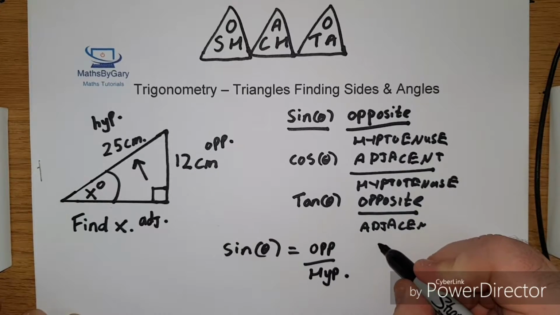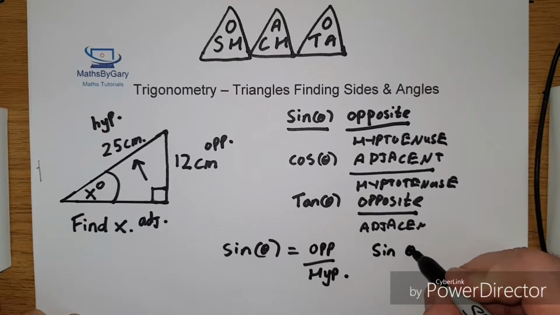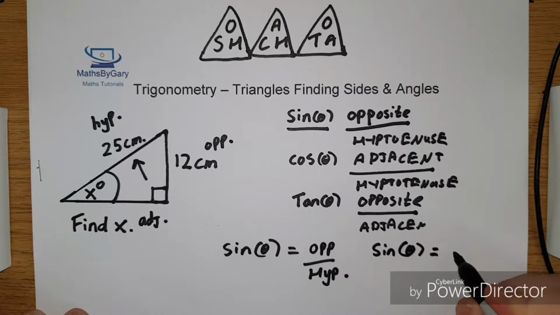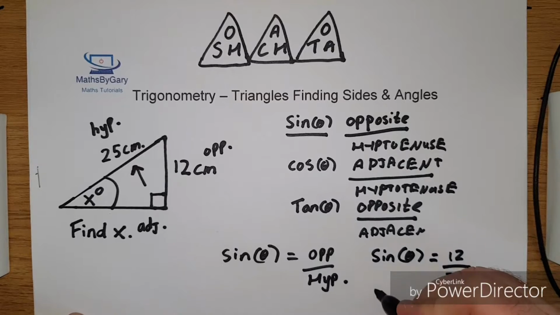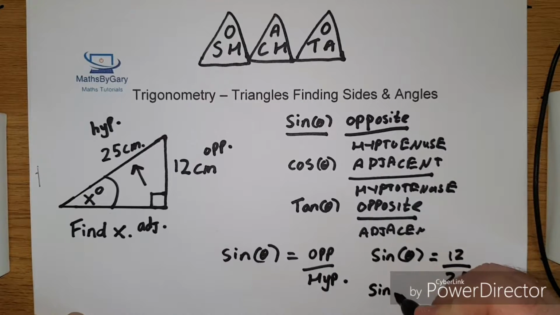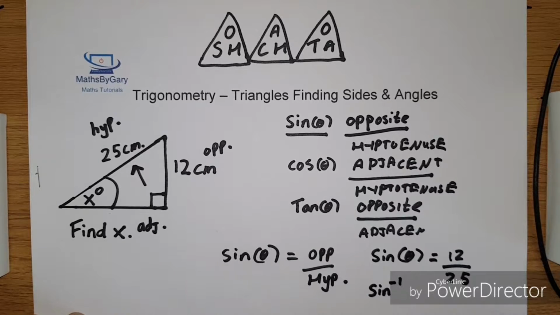So we have sine theta equals 12 divided by 25. Now this is when you have to use your graphics calculator, because to get the angle theta, on our calculators we have to use sine to the -1, or if you're using a graphic or scientific calculator, you may have to type shift sine.